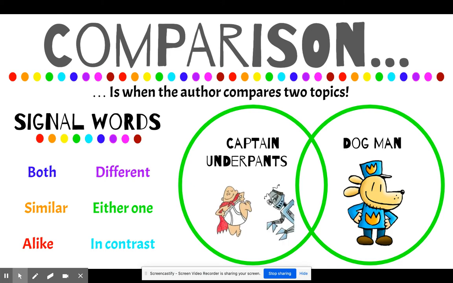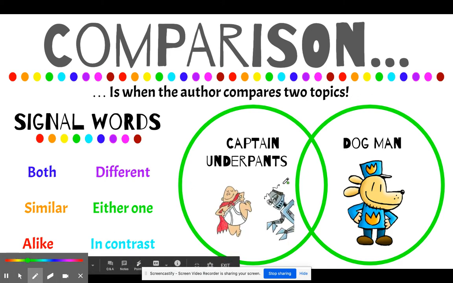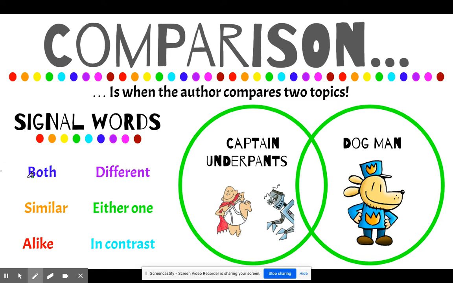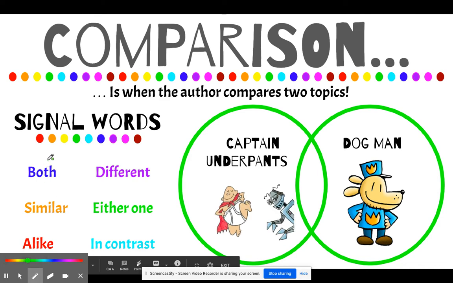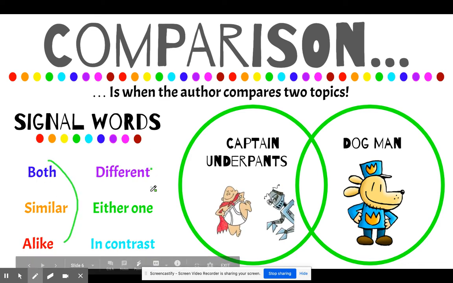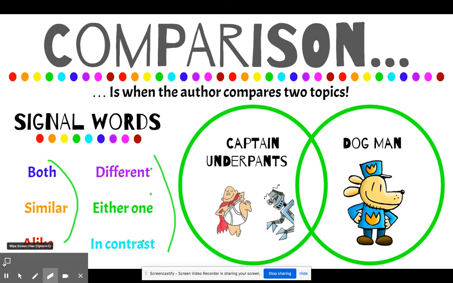And we know comparison is when the author compares two topics. Remember, last week we had that fun discussion about Captain Underpants and Dogman. We talked about how they are the same, how they are different. And so some signal words that I can look for are words like both, similar, alike. All of these are going to tell me how something is. Now I'm writing with my finger here, so cut me some slack. Oh, that just doesn't look good. We're going to stop. All of those things talk about how the topics the author is talking about are the same. These words like different, either one, in contrast, these all talk about how the topics that the author is comparing are different.